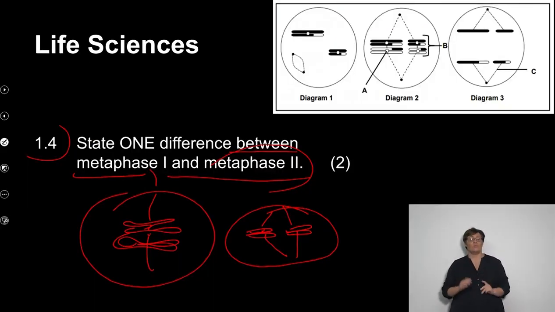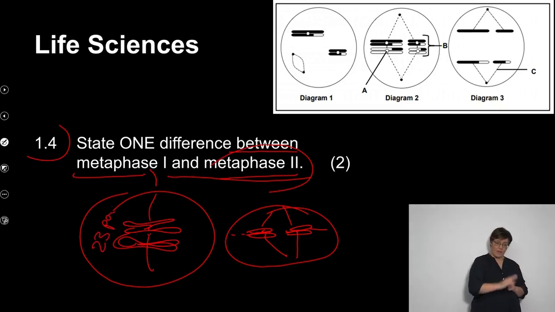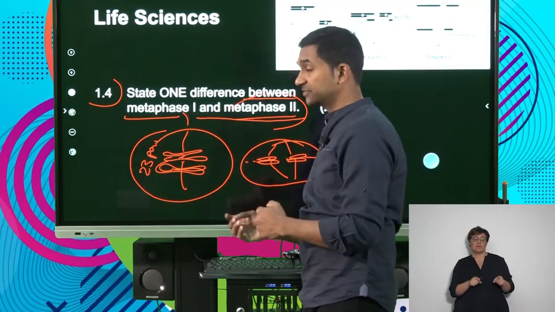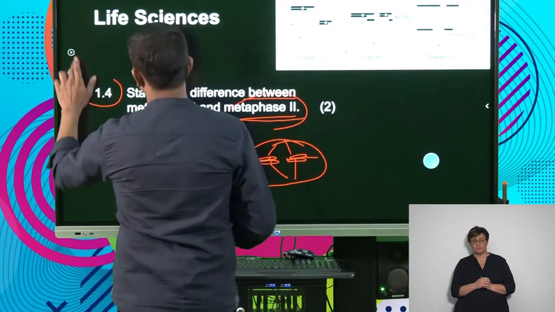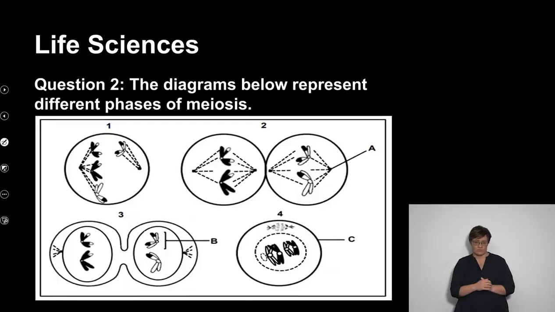So in a human cell, you would have 23 of these aligned along the equator in metaphase 2. However, in metaphase 1, you will have 23 pairs of them aligned along the equator. And that's the significant difference between metaphase 1 and 2. Right, so as I mentioned, that's the explanation to that question.